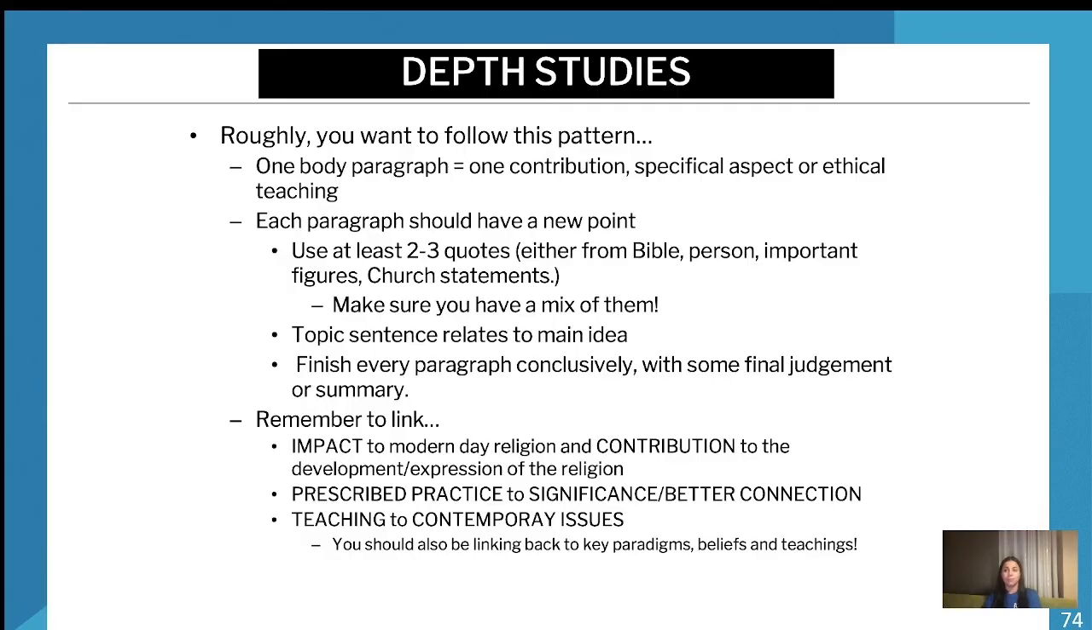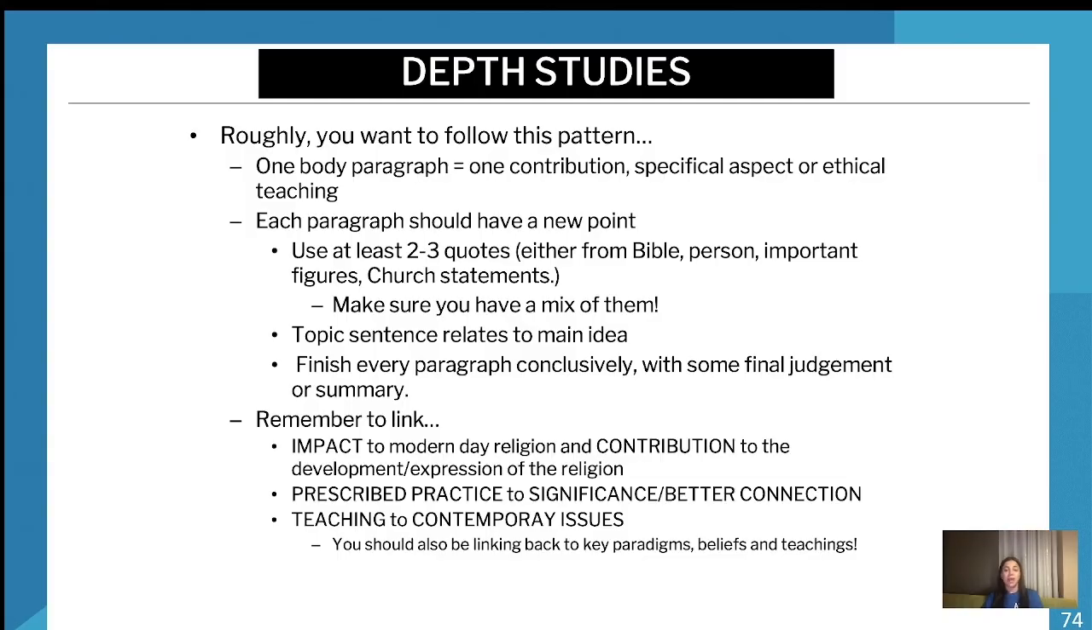Unless the essay question is asking for multiple, like an integrated question that wants your practice and your ethical teachings, fair enough, if you need to pair two together. But especially for your short answers, separating them is just so important.